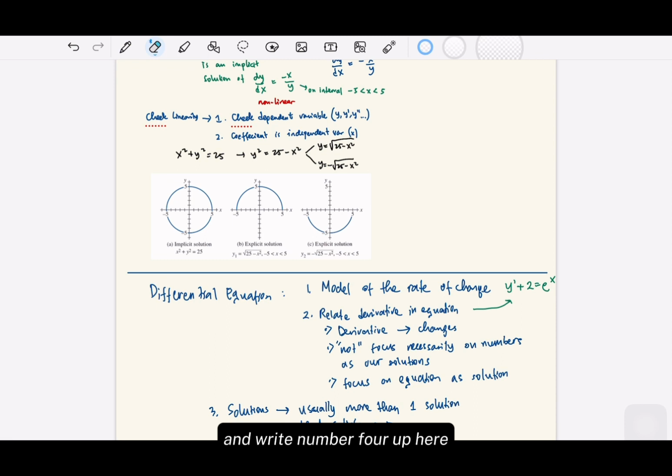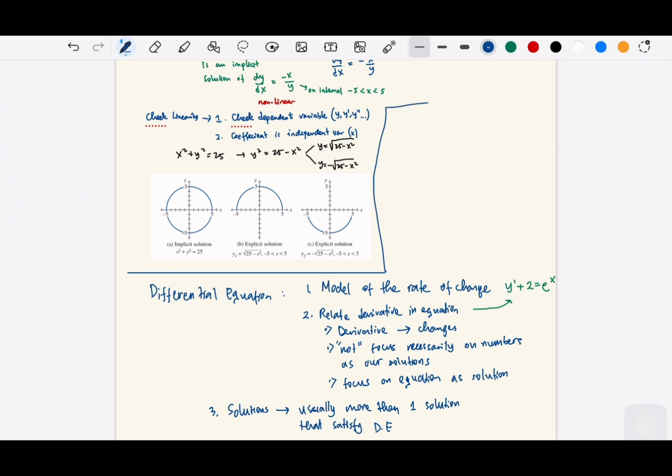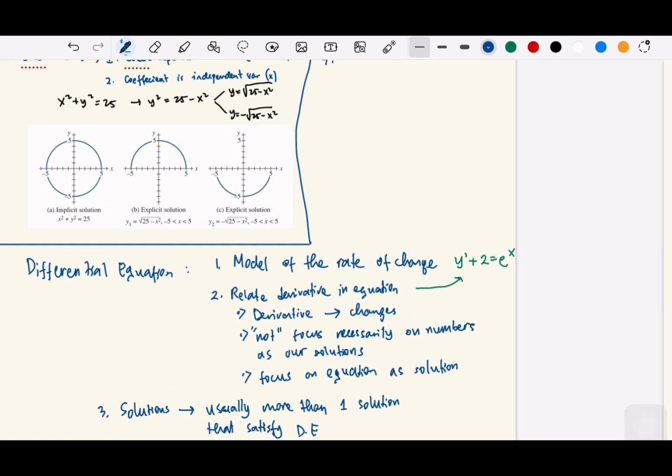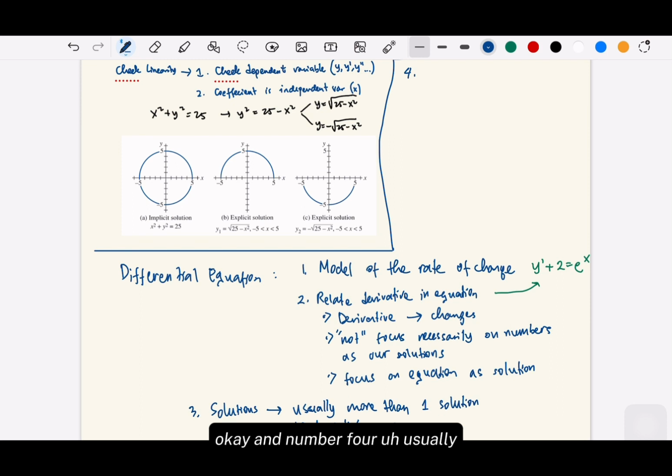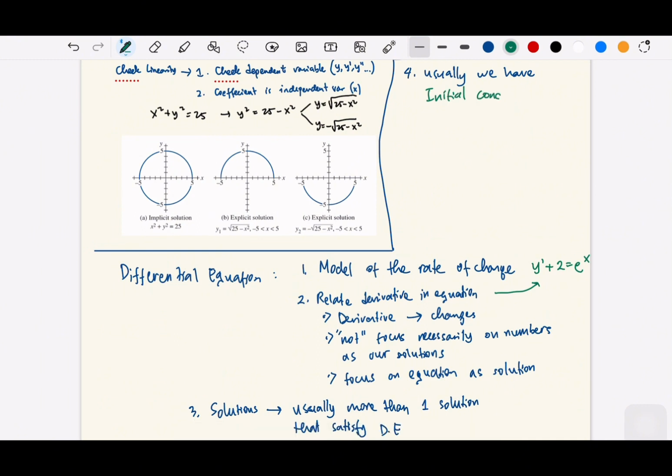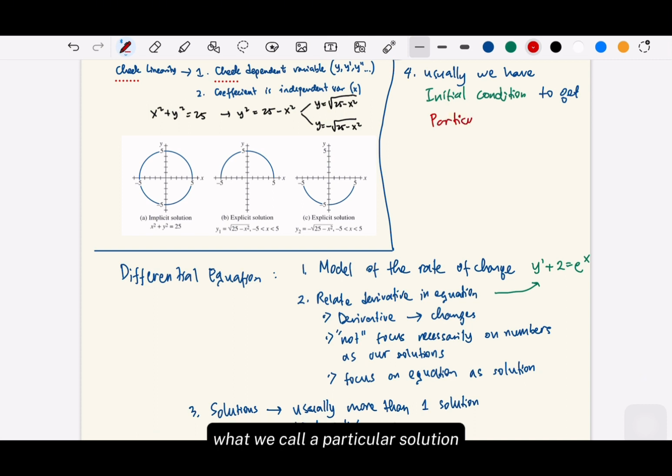Can I write number 4 up here so that we're still on the same page? Let me give you 4 here. Okay, and number 4, usually we have what we call the initial condition to get what we call a particular solution. So if you see the word particular solution, you need to have some conditions to get it.